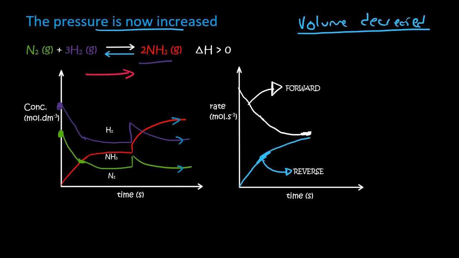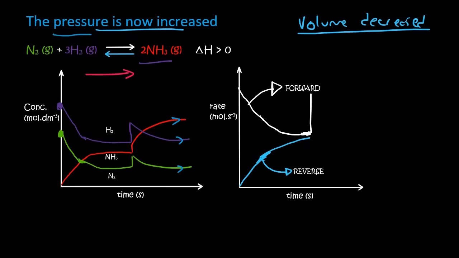Now we need to look at the rate. So we said in the previous lesson that if you increase pressure, concentration or temperature, the rate increases. So here we're increasing the pressure. So all we need to ask ourselves is which reaction will be increased the most? Well, because the forward reaction is being favored, that one will increase the most.